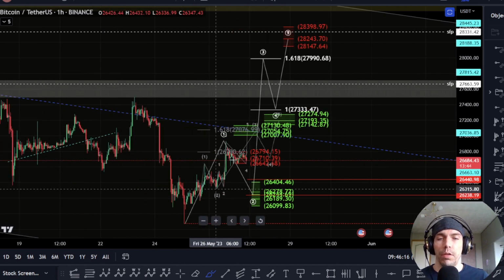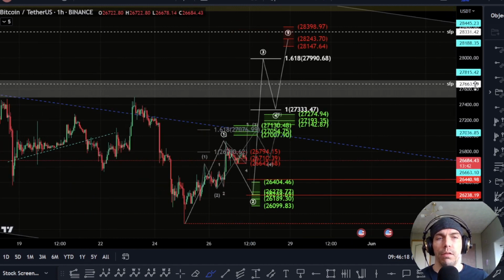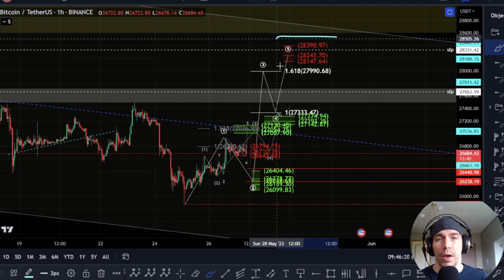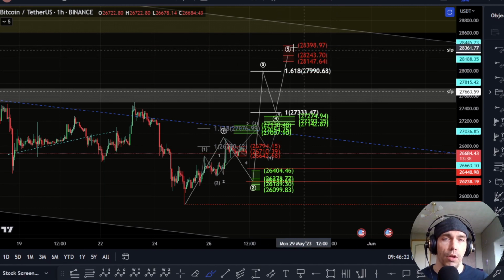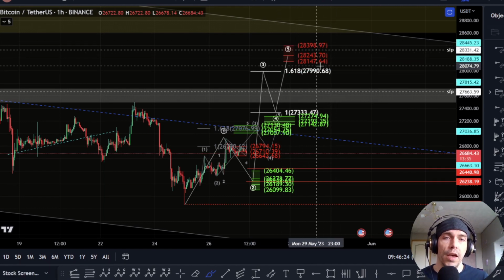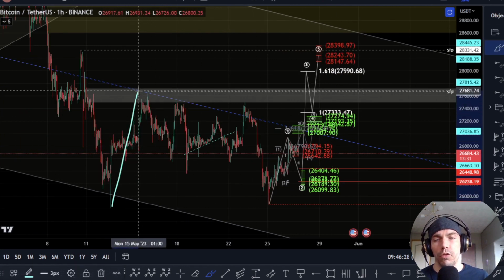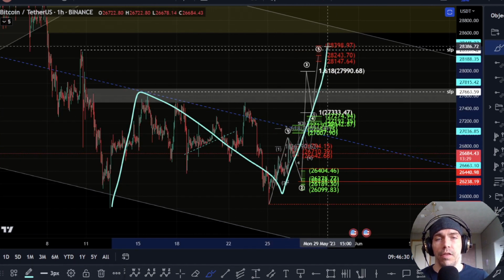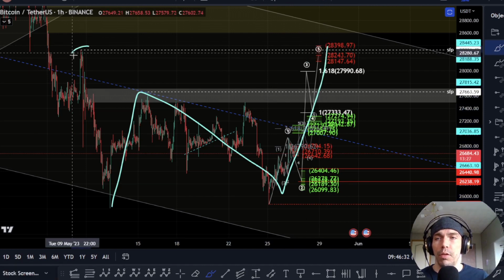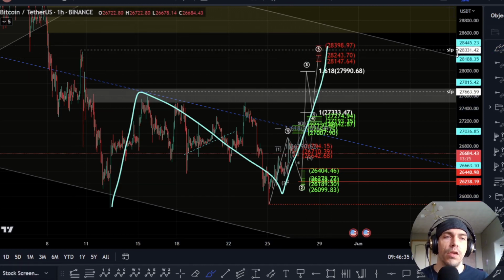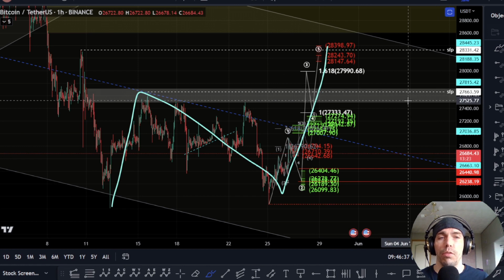But if we did follow this white count, what we'd effectively be looking for is the potential to see a move back up here towards this 28,398 to this 28,147. Now, if we did get a move like this, we'd have to be cautious because this could just be A, B, and C, and then we could actually look to swing fail this high here, which is sitting towards this zone of this 28,333.